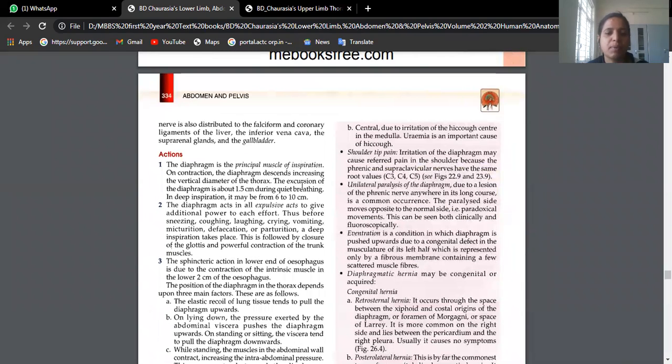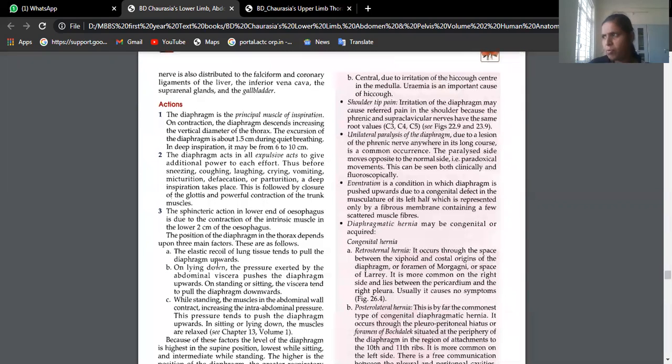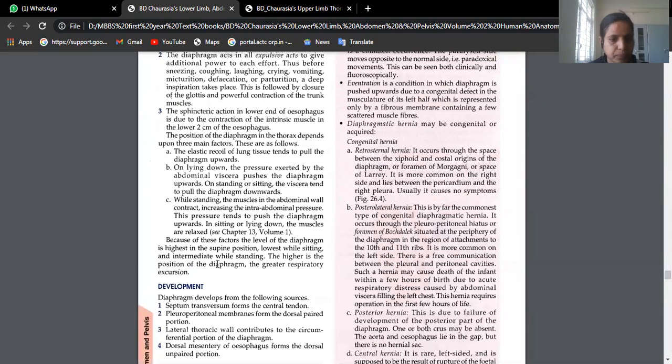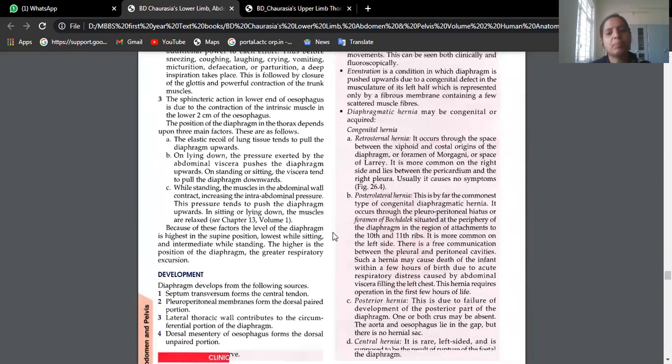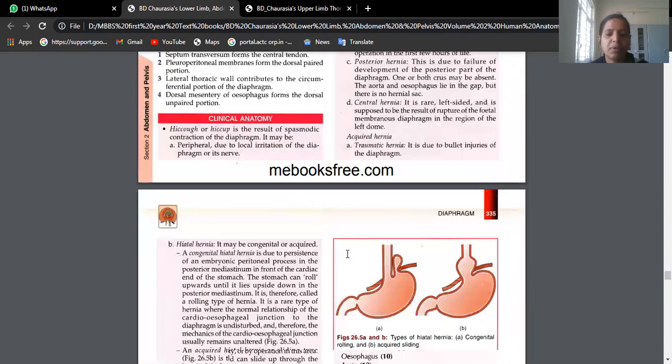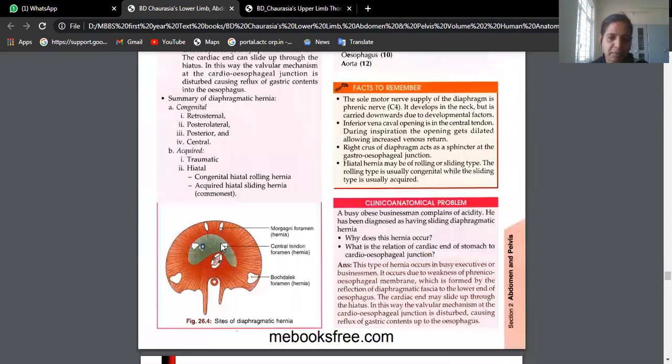We know it is the principal muscle of inspiration, and all expulsive, powerful acts like coughing, sneezing, laughing, crying, vomiting, parturition, passing of urine, motion, and baby, everything is controlled by this forceful action of the diaphragm. Okay, then for development, the septum transversum is the partition which helps in the formation of the diaphragm, which we can see from the embryology book. And apart from that, we can go with certain defects.